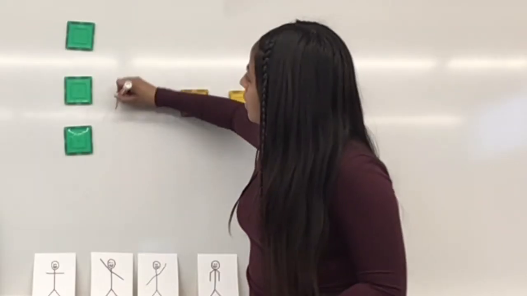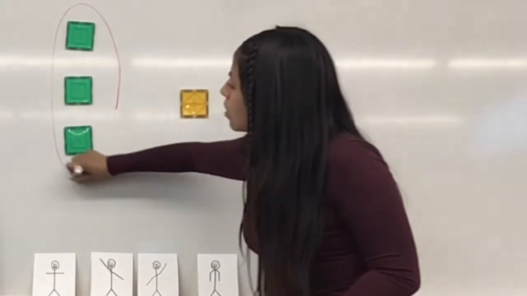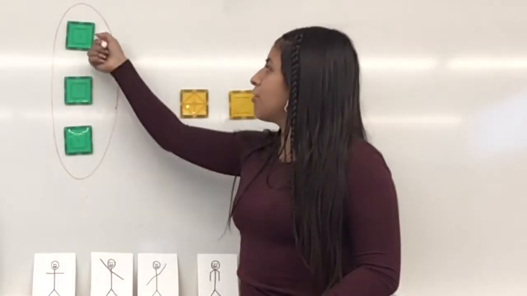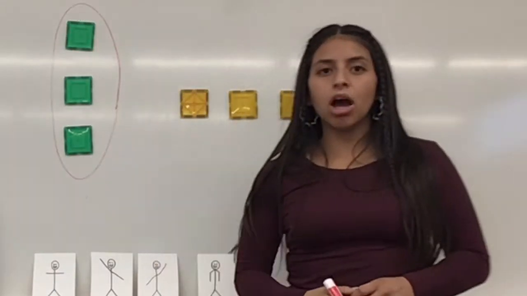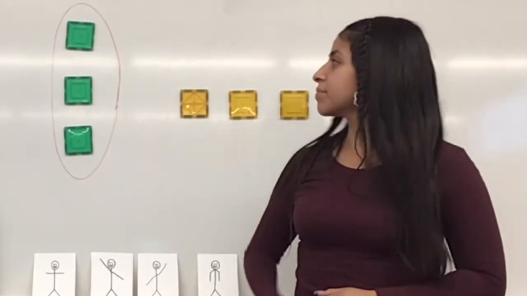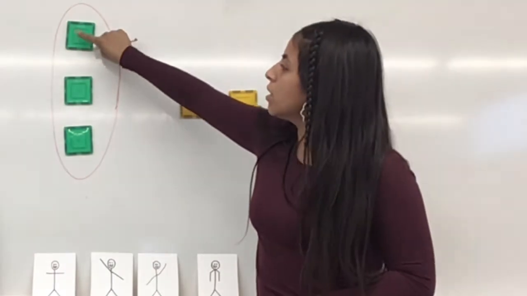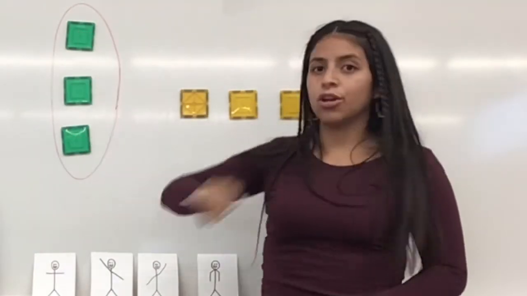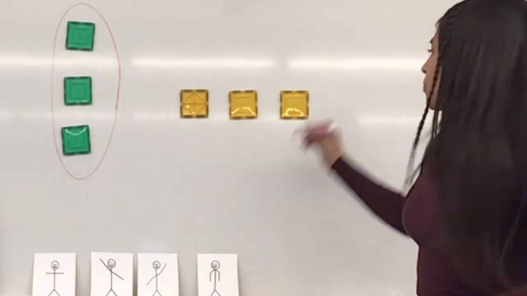All right, TK. Now I'm going to circle both groups so you know what we're looking at. In my green group, it is vertical. How many objects do I have in my green group, in my vertical group? Let's count. 1, 2, 3. 3 objects. Now let me circle my yellow group.